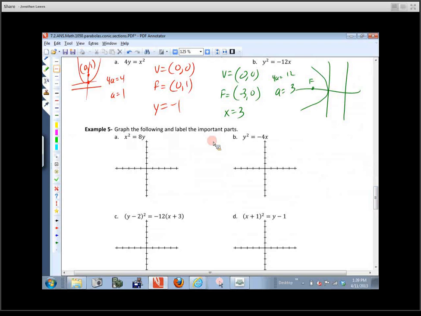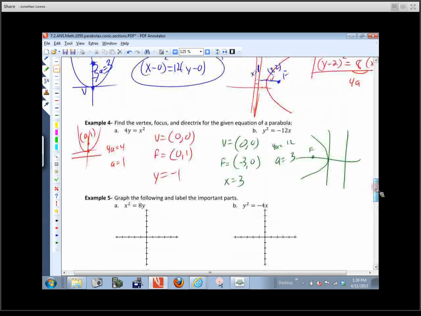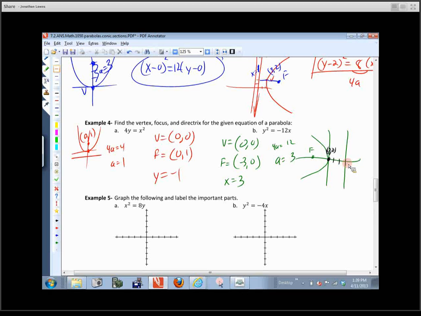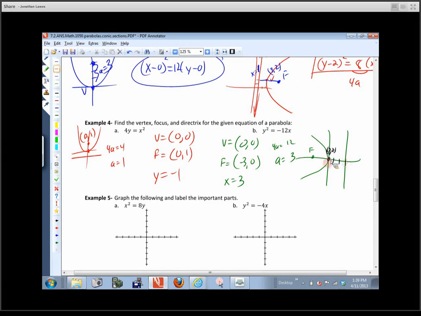Graph the following and label important parts. Because this point right here is (0, 0), and I've got to go 1, 2, 3 units away from the vertex to get to the directrix. So this distance right here is 3 units, just like this distance right here is 3 units. So if I was at (0, 0) and I backed up 3 units, that's why this is (-3, 0). If I went forward 3 units, that point right there would be (3, 0), but I'm not interested in the point. I'm interested in this vertical line right here.